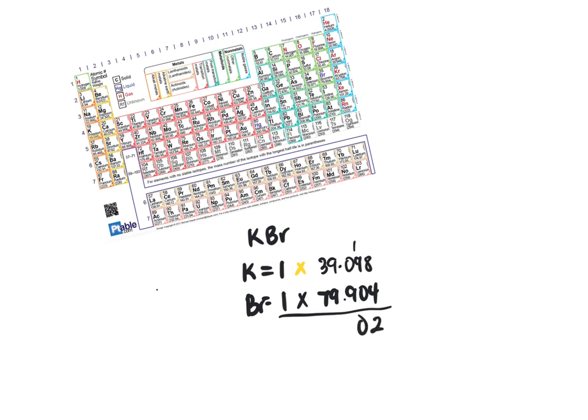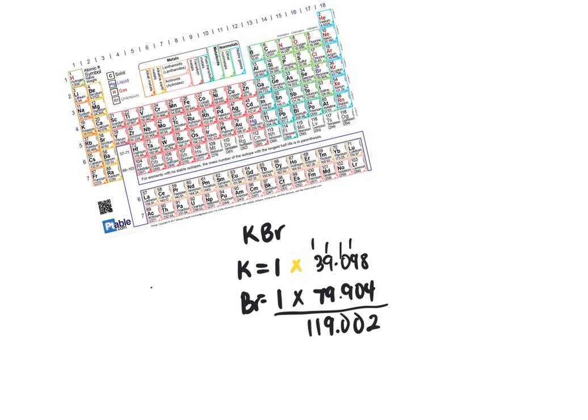Sorry, my math is getting fast. So what you're going to have is potassium bromide will have a molar mass of 119 grams per mole. Okay, so that is how we do our molar masses. Let's do another example, shall we?